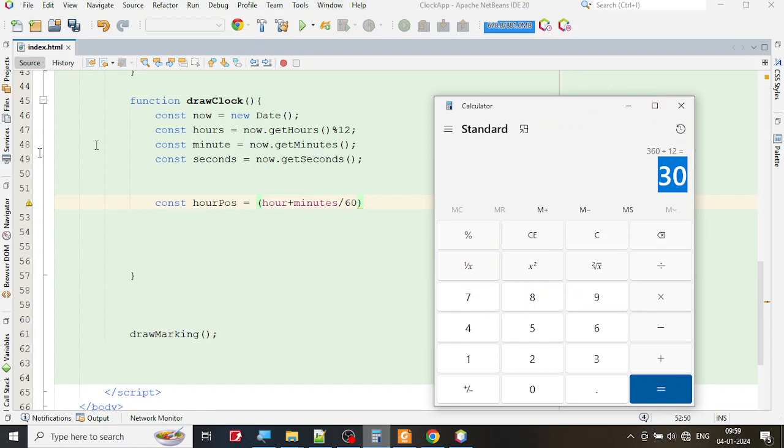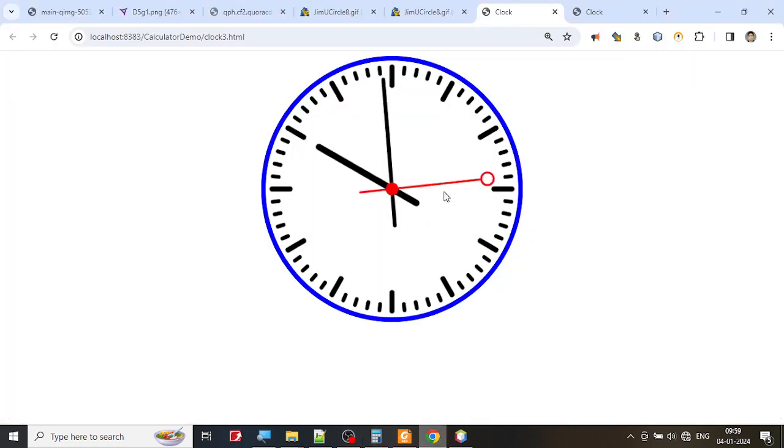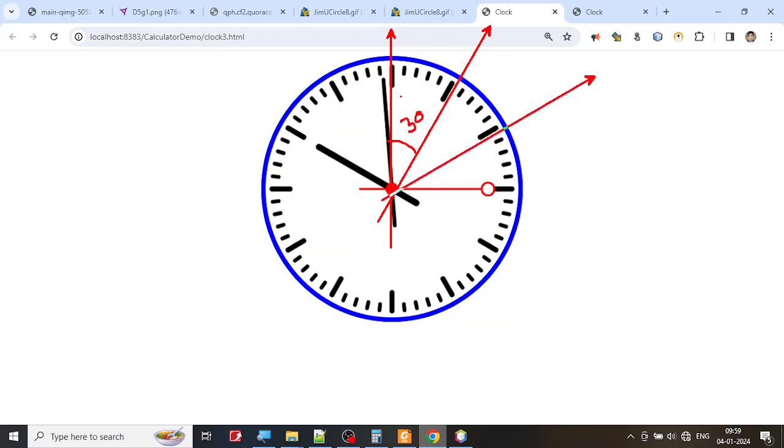So from here to here, what is the angle? So let me draw here. From here to here, what is the angle? The angle is 30 degrees. From here to here, what is the angle? The angle is 30 degrees. So every time it is 30 degrees.